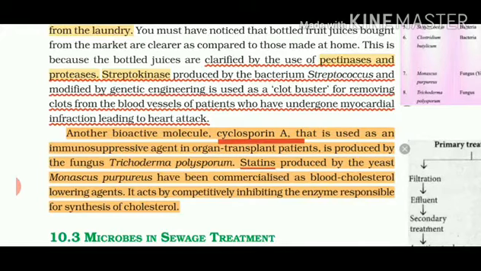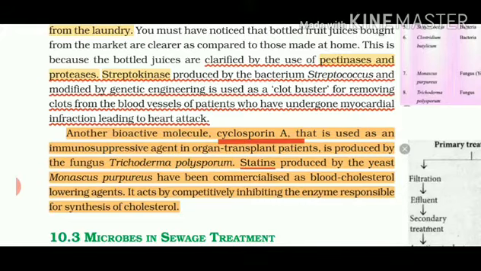Then the second bioactive molecule that is very important is statins. From where is it produced? It is produced from Monascus purpureus. I am repeating how to pronounce it, you have to listen very carefully. Monascus purpureus. So it is used as a blood cholesterol lowering agent.